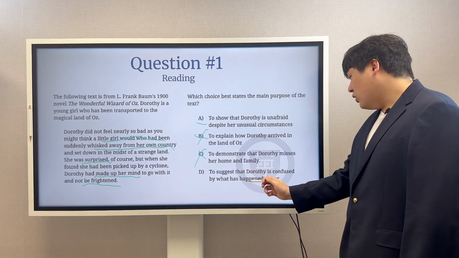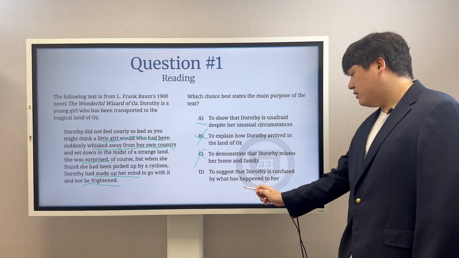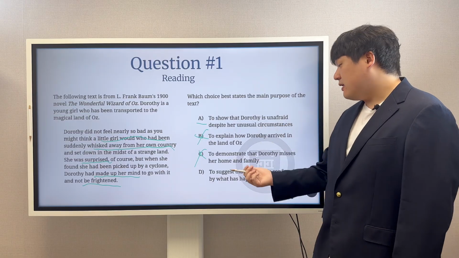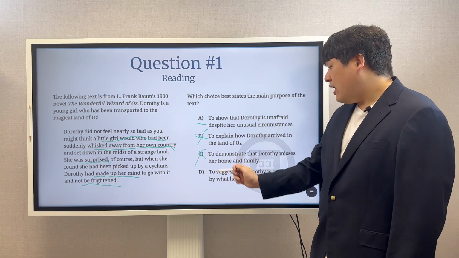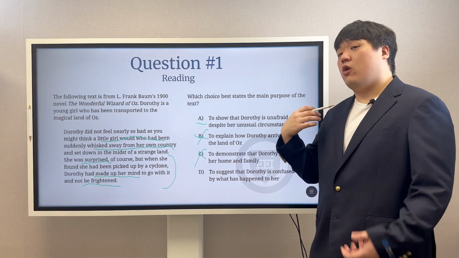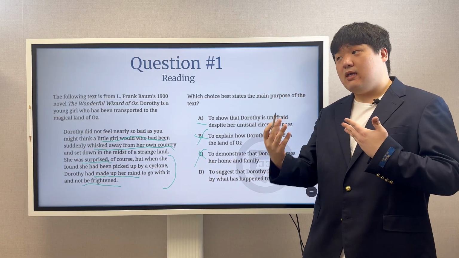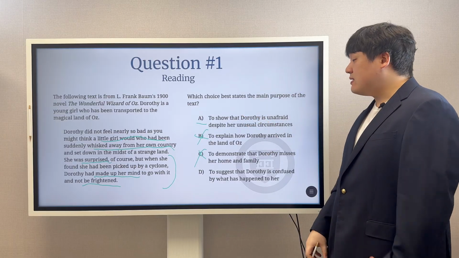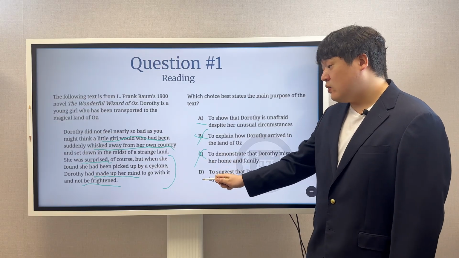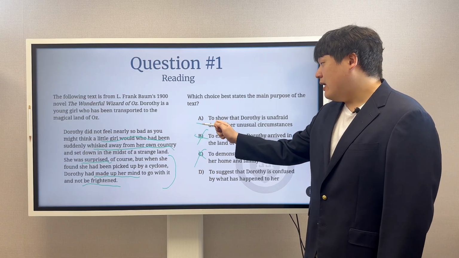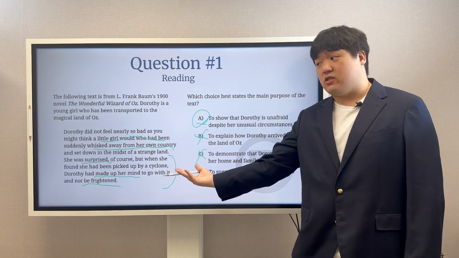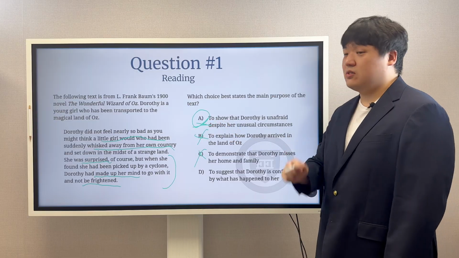D, to suggest that Dorothy is confused by what has happened to her. This is one that seems kind of correct, because we can tell that she's surprised. However, the following lines are all about her attitude, how she feels about it, and what her decisions are, which means this one leaves out a big chunk of important information. So while this one is kind of correct, A is more correct, because every part of A is represented within the passage. So that's how you know to choose A.